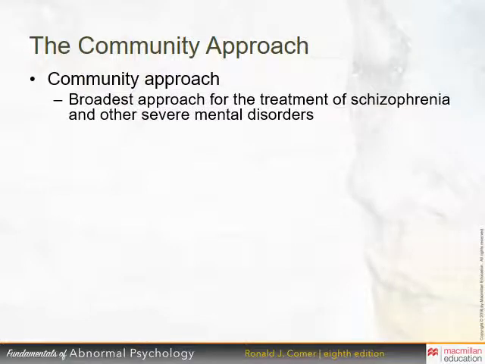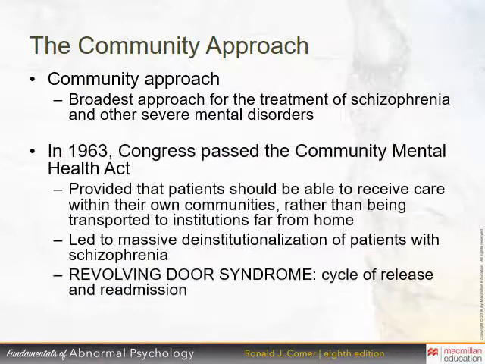In the community approach, which is the broadest approach for the treatment of schizophrenia and other severe mental disorders, the idea is that the community comes together to provide aid. Particularly for schizophrenia, though, and mental health in general, this had some devastating consequences from a legal and social perspective. So in '63, Congress passed the Community Mental Health Act. It provided that patients should be able to receive care within their own communities rather than being transported to institutions far from home. Very great idea.